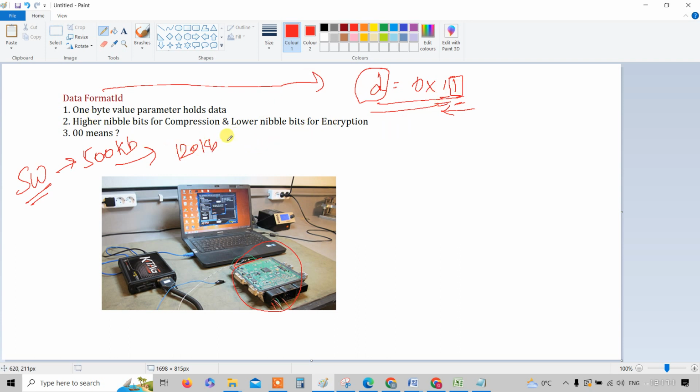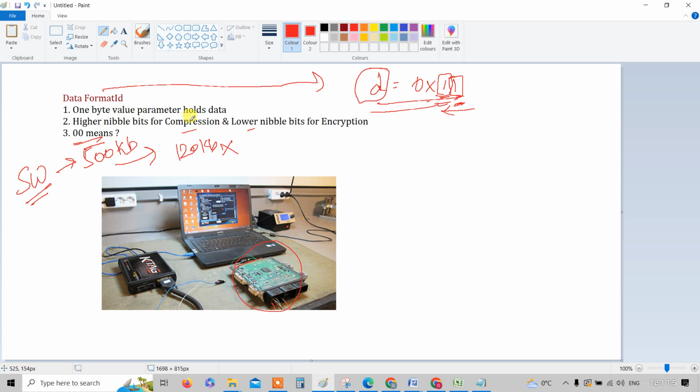But you don't need to remember these as of now. Remember the concept: the higher nibble represents the compression and the lower nibble represents the encryption. What is encryption? Encryption is for security purposes. There will be some algorithm behind this, depending on the OEM. They encrypt to safeguard their software so that it does not get corrupted, hacked, or misused. If it is 00, then there is neither encryption nor compression. If it is 11, then it is both.